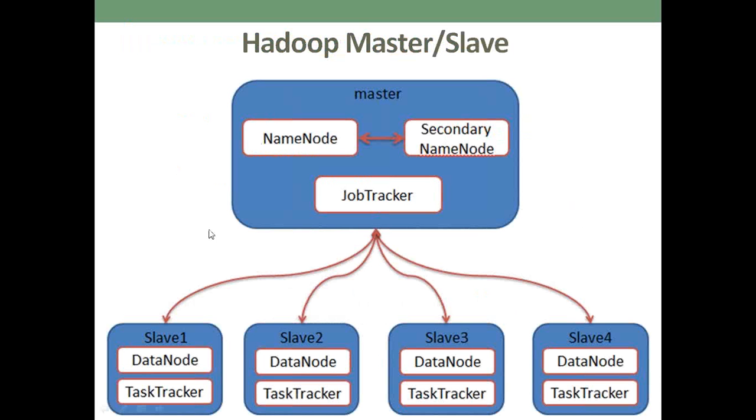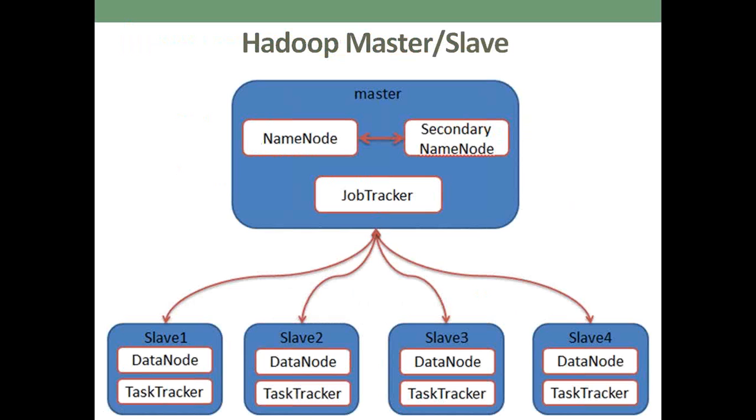Hadoop follows a master-slave architecture. Only one master will be there and different slaves will be there. A single master will have the single name node. In the next classes I will tell you how many name nodes there will be. First, in the master, we will have the single name node, secondary name node and job tracker, and in each slave we will have the data node and task tracker.